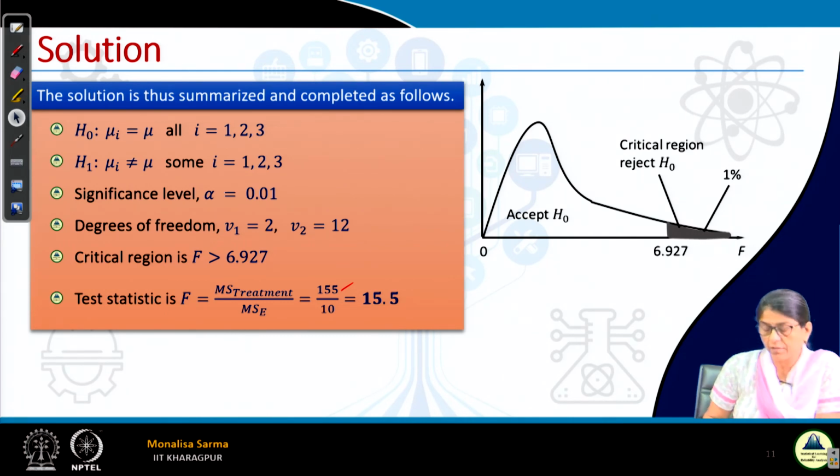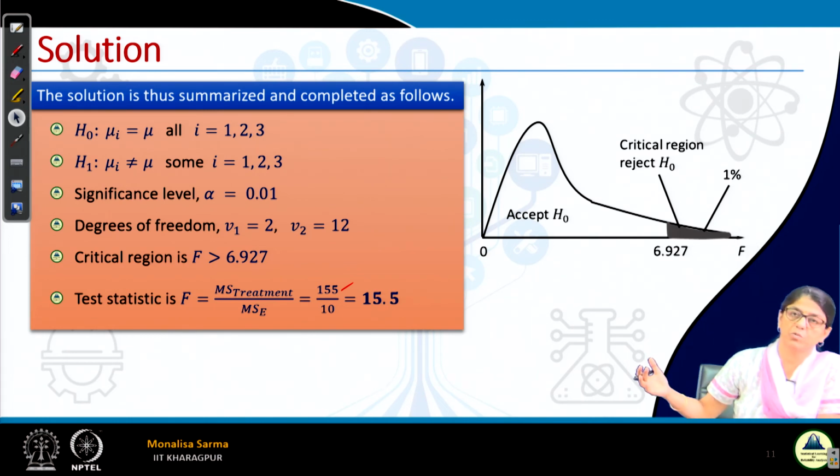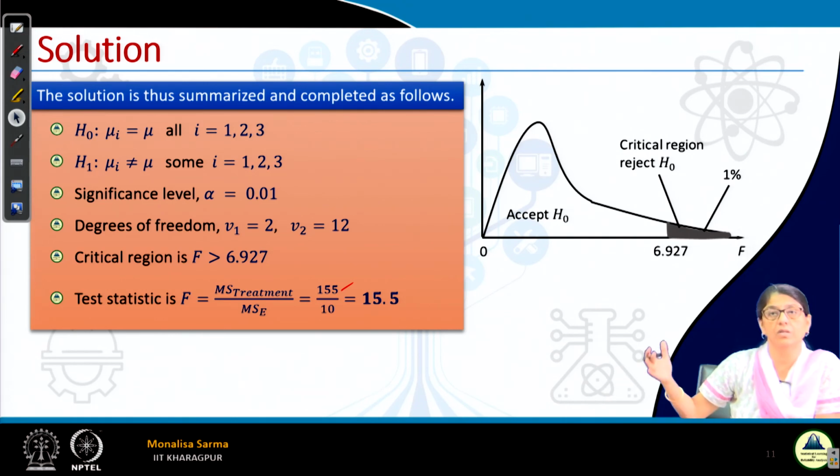And the significance level is 1%. So, at the 1% significance level, from the table we use the degrees of freedom 2 and 12. 2 is the degrees of freedom of MS treatment, and 12 is the degrees of freedom of MSE. Using these degrees of freedom, if you see the F table, the corresponding value is 6.927. Any value greater than 6.927 falls in the rejection region or the critical region. Lesser than 6.927 means it is the acceptance region.